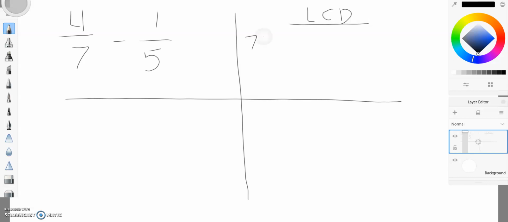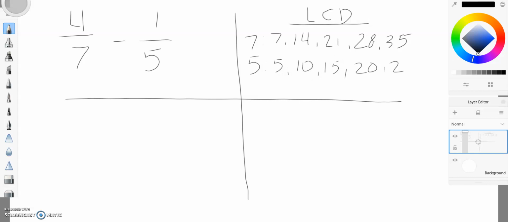So let's see, for 7 and 5, we have 7, 14, 21, 28, and 35. So those are our multiples for 7. Sorry. Next, we're going to look for the multiples of 5. So we have 5, 10, 15, 20, 25. Let's see, do we have anything in common just yet? Not yet, so we still have to keep looking. So let's keep going with our 5s. Next, we would have 30, 35, and then 40.